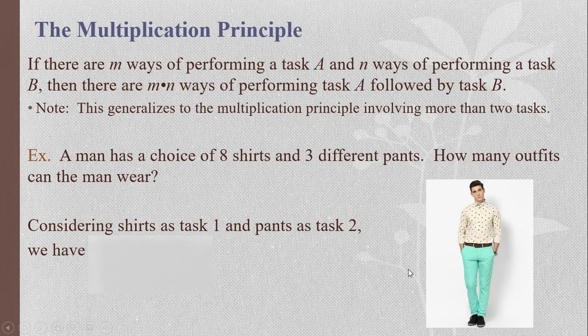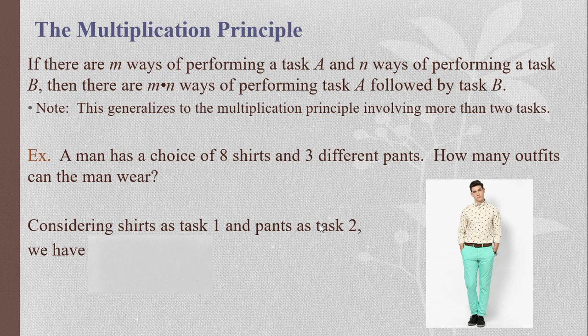So the counting principle, specifically the multiplication principle. This is fairly intuitive, but if there are m ways of performing a task A and n ways of performing a different task B, then there are m times n ways of performing task A followed by task B. Note, this generalizes to the multiplication principle involving more than two tasks. So if there's more than two tasks, we just keep multiplying.